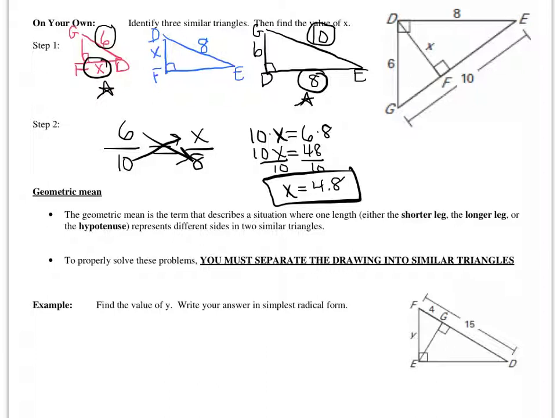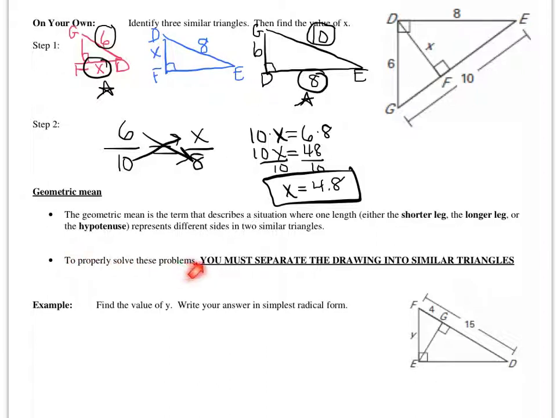All right, the next problems here are with geometric mean. So looking at this, it says the geometric mean is the term that describes a situation where one length, either the shorter leg or the longer leg or the hypotenuse, represents different sides in 2 triangles. So like right here, this side length of x represents this longer leg in this triangle and the shorter leg in this triangle. So that would be an example.